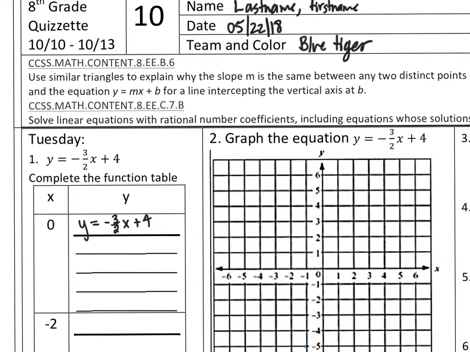Now we must recognize that we are going to input 0 where that x is. So instead of writing y equals -3/2 x, we're going to write y equals -3/2 times 0 plus 4. 0 times anything is 0. You are left with y equals +4. So your input value is 0. As a result, your output value is 4.